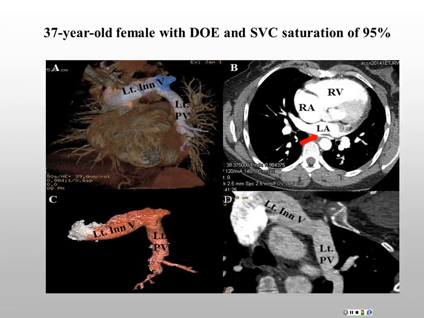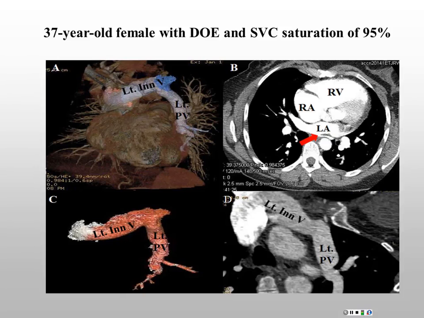This is another patient. This is another example of anatomical shunt. She was here for evaluation of possible pulmonary hypertension. She was 37, no past medical history. Doing the right heart cath, her superior vena cava saturation was 95%. She underwent CT angiography with 3D reconstruction, and we can see the left pulmonary vein joining the left innominate vein. So definitely she has a shunt.